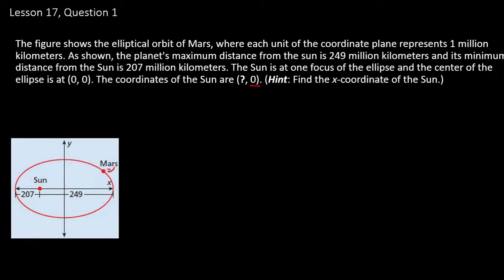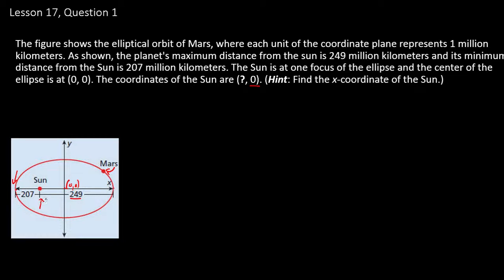So here's Mars orbiting in this elliptical pattern, and we see the Sun. Now, we see that the planet's maximum distance from the Sun is 249, which is shown right here. So when the Sun is furthest away from Mars, the distance between the two is 249 million miles. When Mars swings back around on the other end of the ellipse, it comes to a minimum distance of 207 million kilometers. Now we see the Sun is at one focus of the ellipse, and again the center here is the origin.